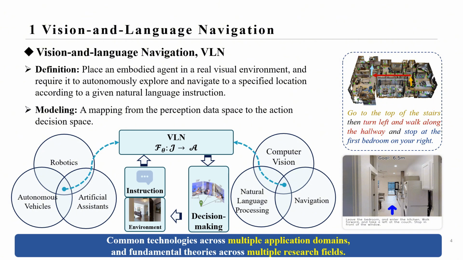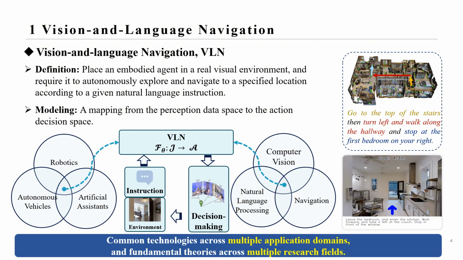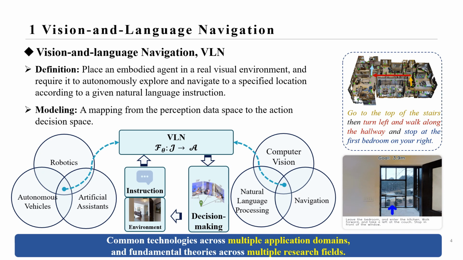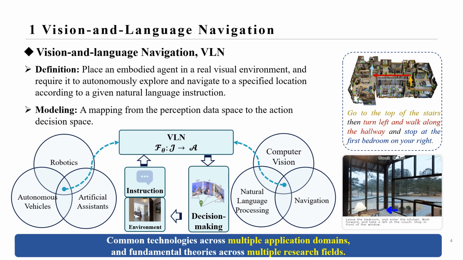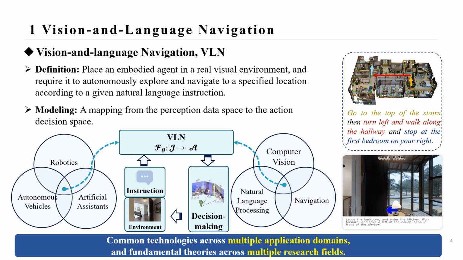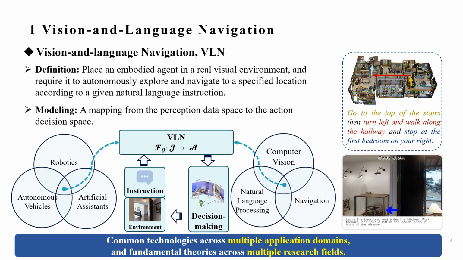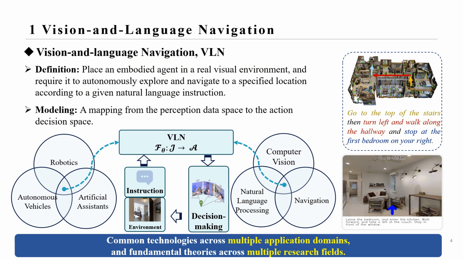Vision and Language Navigation, VLN, is a cross-domain technology. It places an agent in a real-world visual environment and requires it to navigate to a specified location based on natural language instructions. VLN maps perception data to action decisions, bridging robotics, computer vision, and natural language processing.